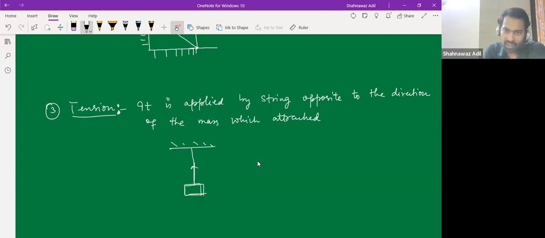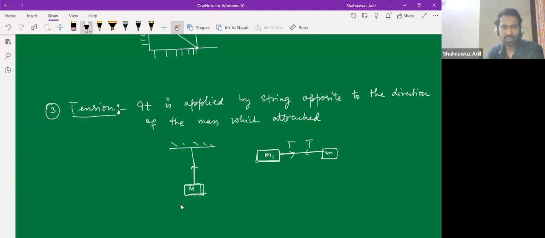Okay. Let's say that you have these two strings. This is M1 and this is M2. So this is tied with this string. So this will experience the tension in this direction, and this will experience the tension in this direction. This is clear?